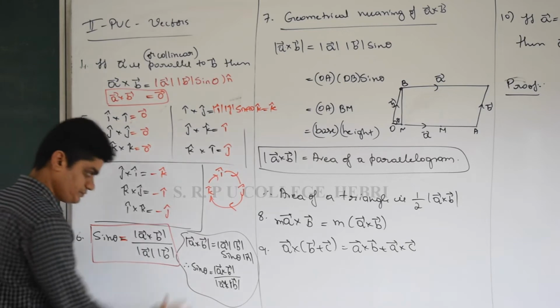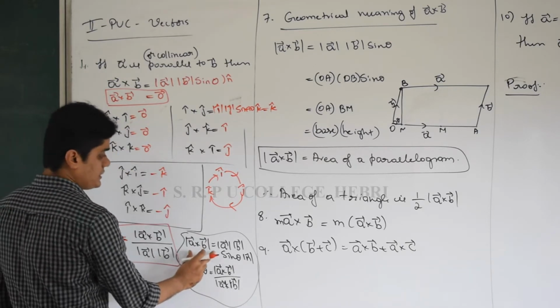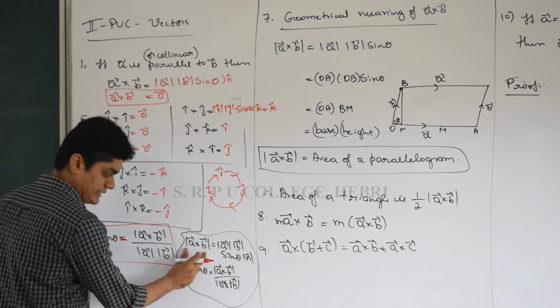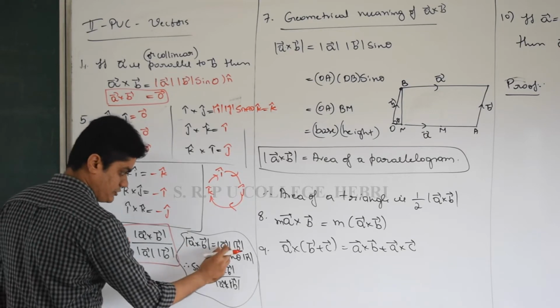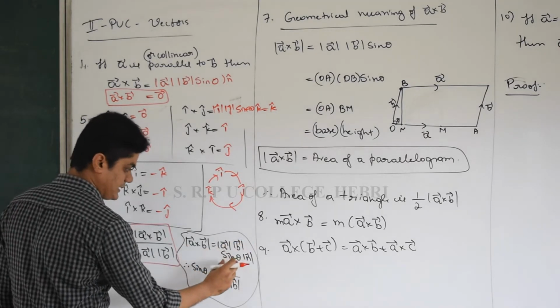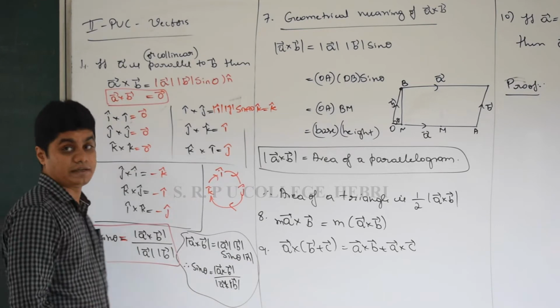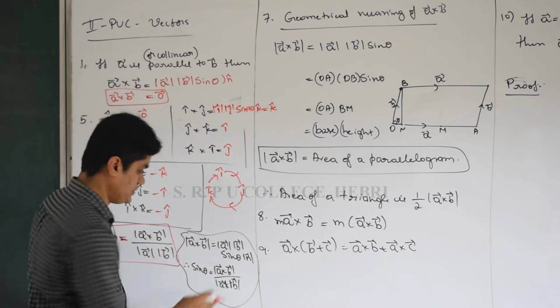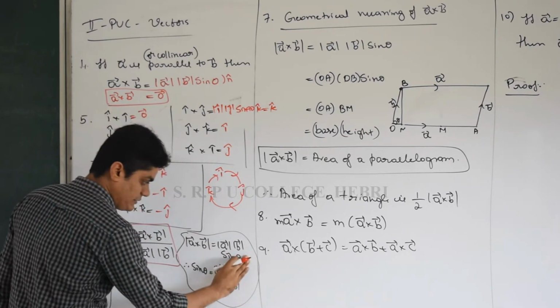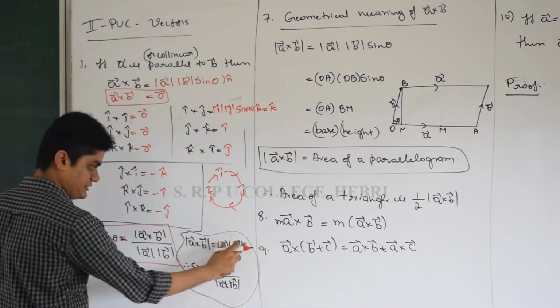How did this come? For a cross b, you take the magnitude on both sides. Here I explain. Magnitude of a cross b is magnitude of vector a, magnitude of vector b, sin theta into magnitude of n cap. What is the magnitude of n cap? 1. So this will be erased. What is remaining? Sin theta, this divided by this.